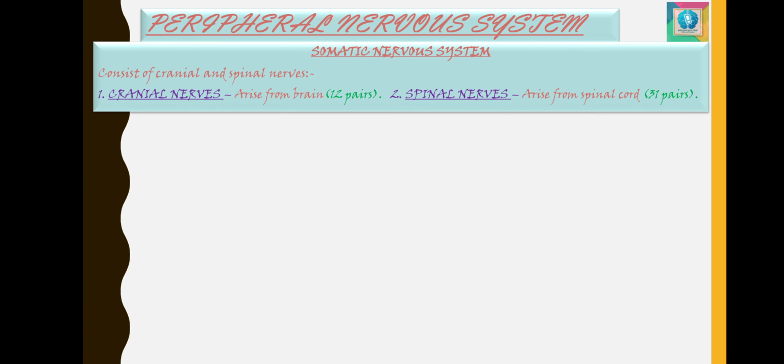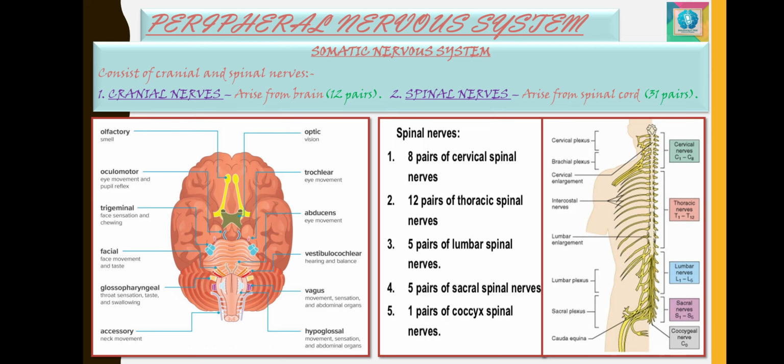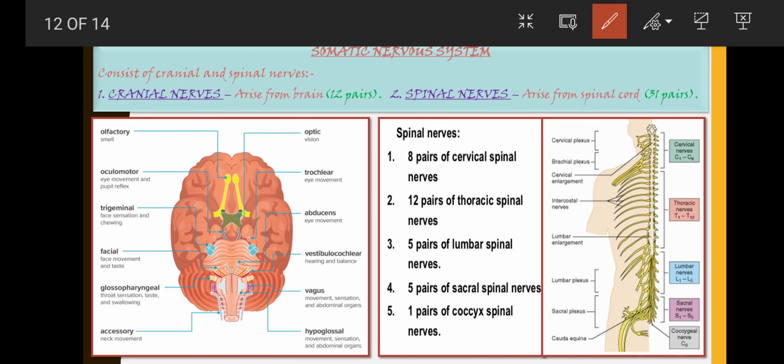The first one is the somatic nervous system. The somatic nervous system is a part of the peripheral nervous system which is responsible for carrying the sensory and the motor information to and from the central nervous system. Somatic is derived from a Greek word, soma, which means body. It is responsible for transmitting the sensory information as well as for voluntary movements. The somatic nervous system contains two major types of nerves, as mentioned earlier, the cranial nerves and the spinal nerves. So let's discuss the cranial and the spinal nerves one by one.